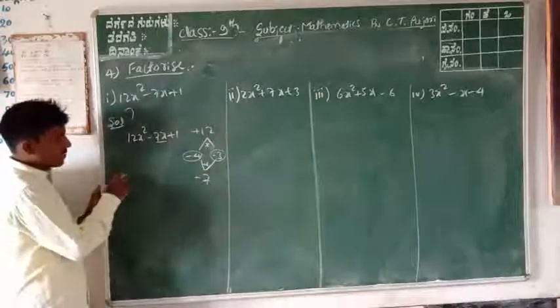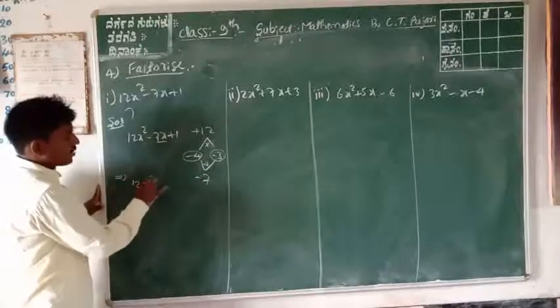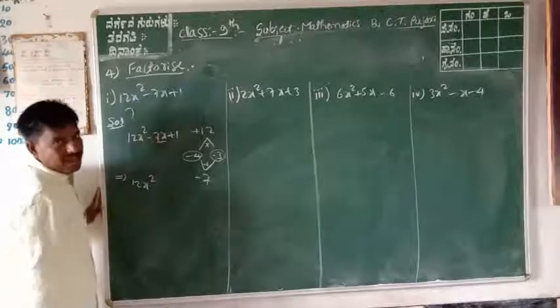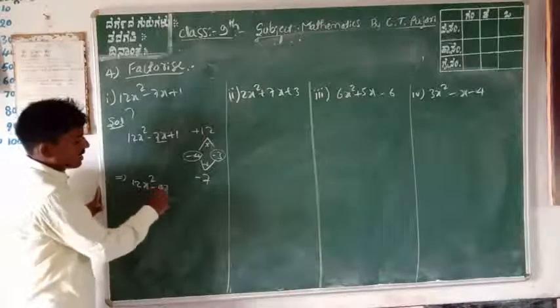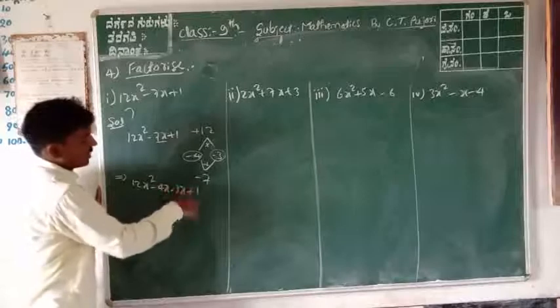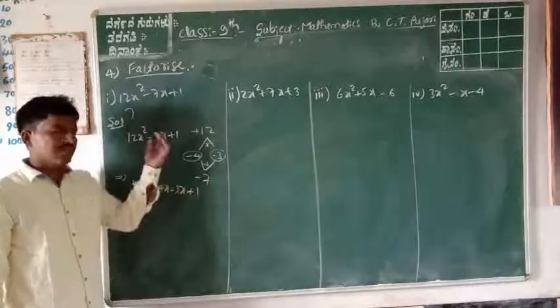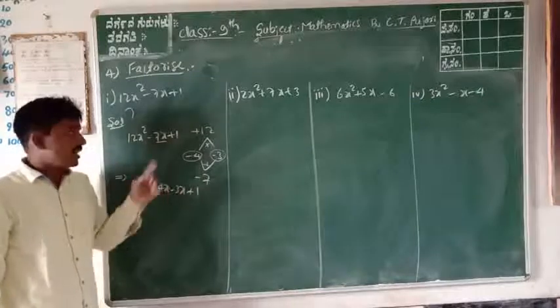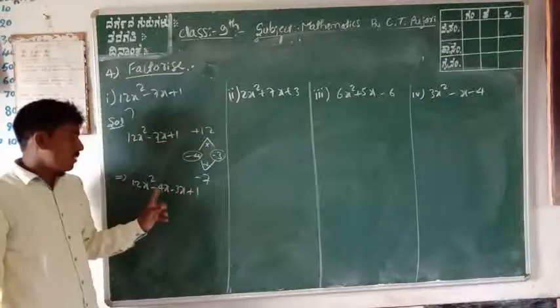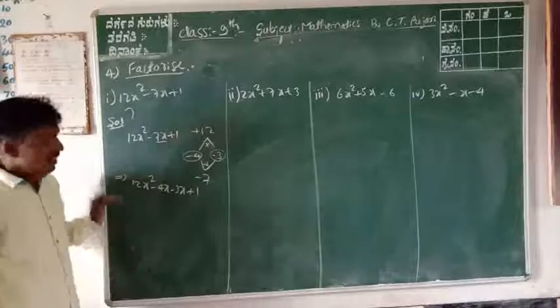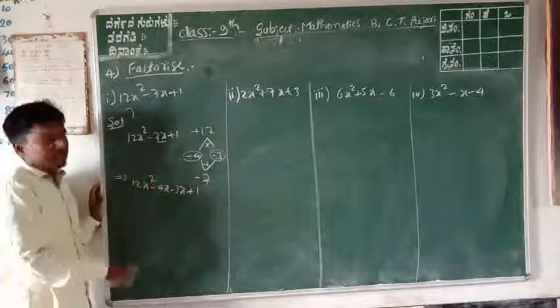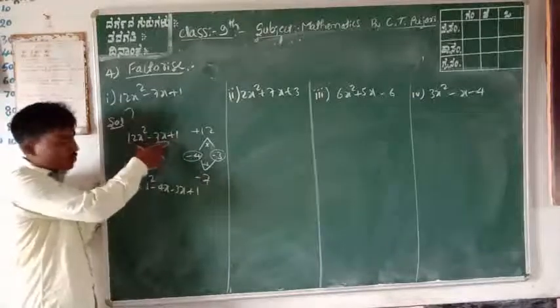Therefore, in the simplification, 12x square, you can split minus 7x into minus 4x minus 3x, plus 1. No doubt at all, this equation is also the same as it is. You change only minus 7x to minus 4x minus 3x. Therefore, you can convert it from 3 terms to 4 terms.